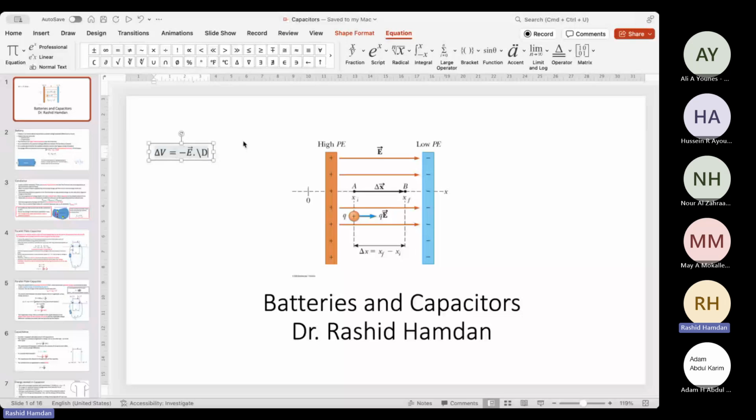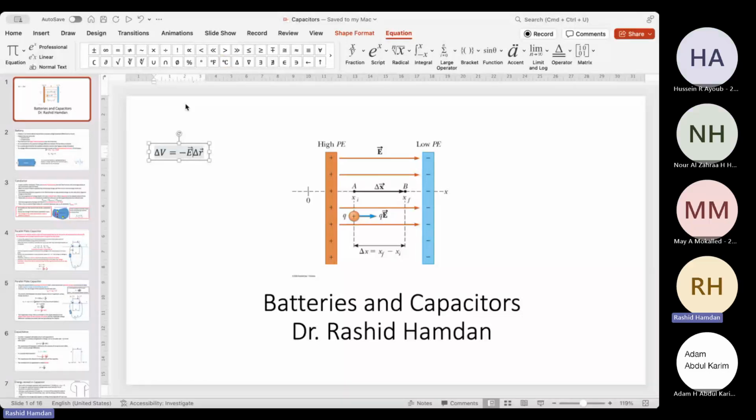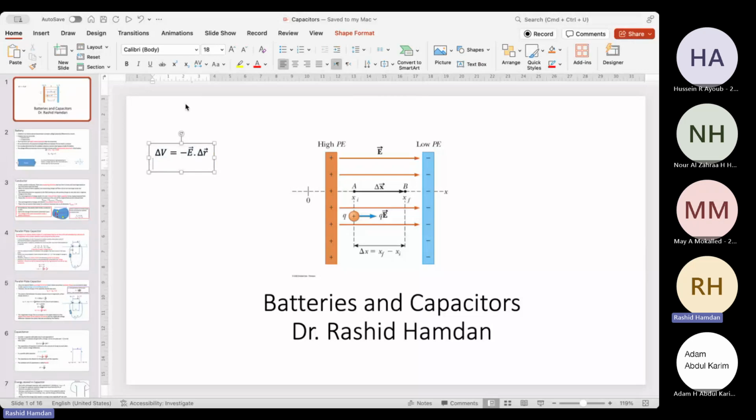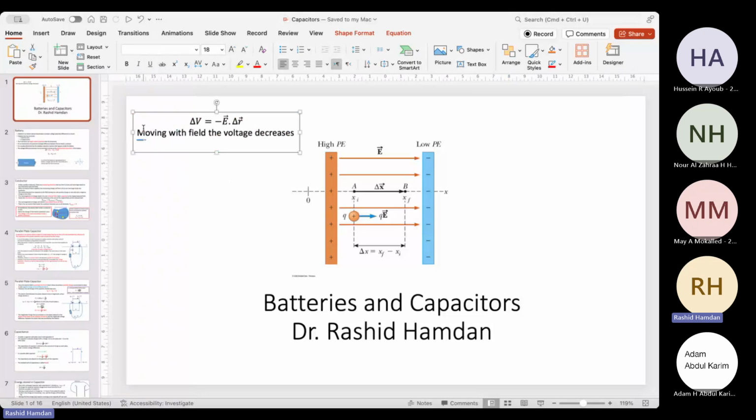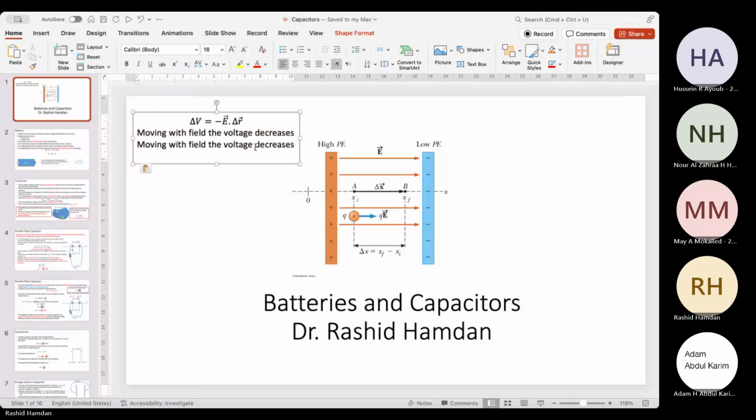But we need a dot product between them. So it means that the voltage only changes when we move in the direction of, or opposite to the direction of, the electric field. So if we move with the field, the voltage decreases. And of course, moving opposite to the field, the voltage increases.